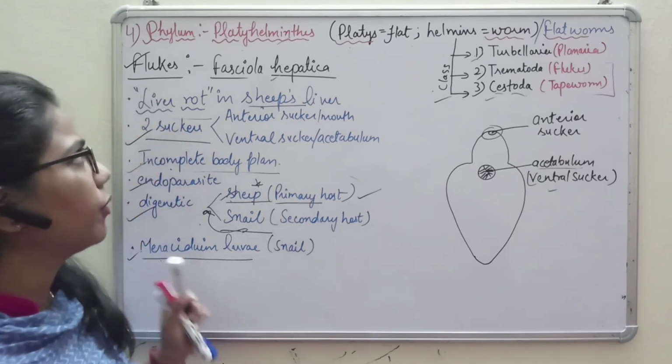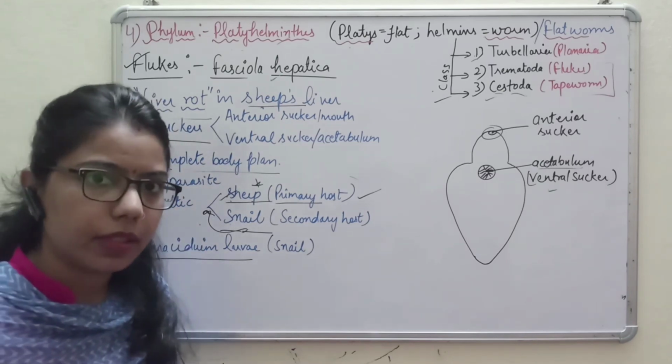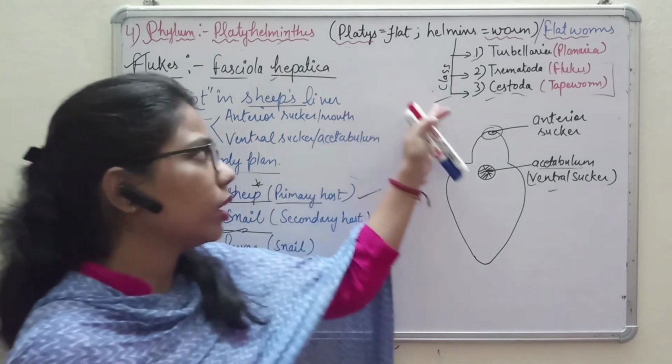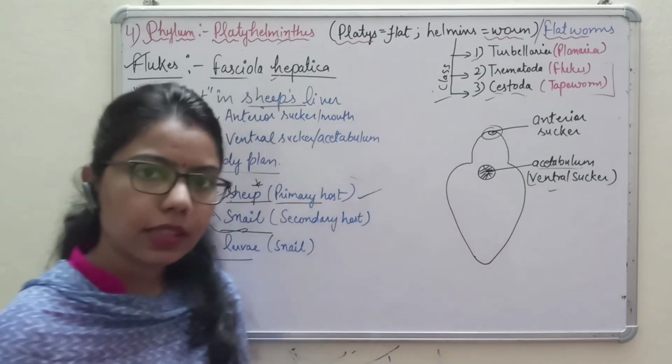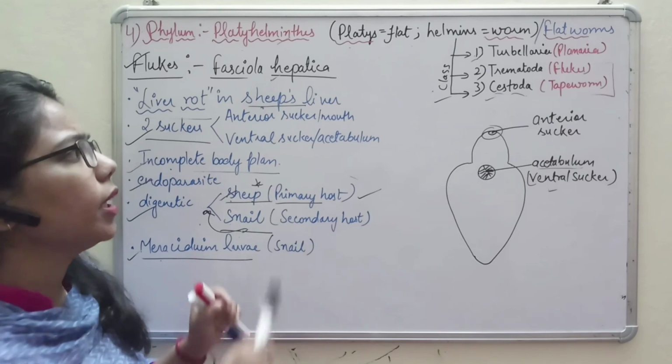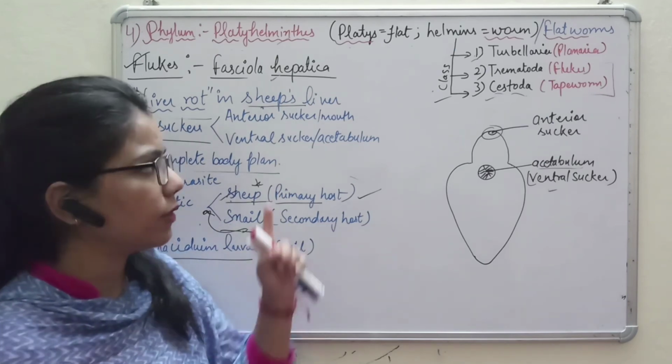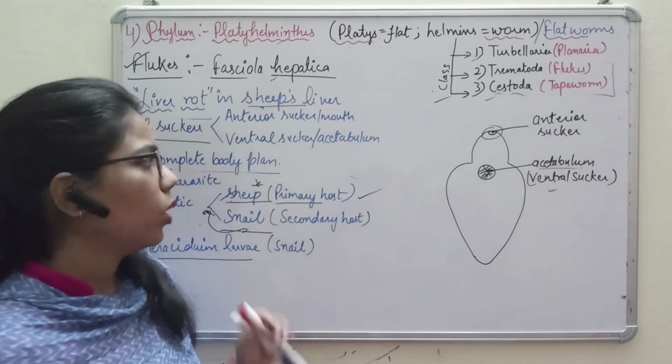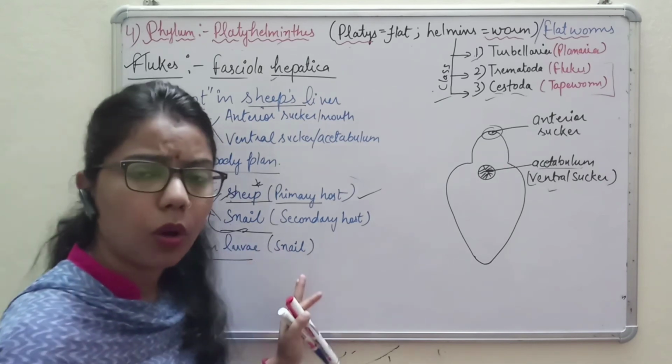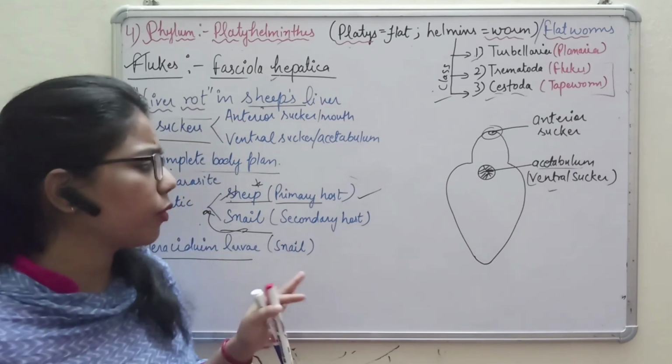So here we have done this phylum Platyhelminthes, in which we have discussed the examples of all three classes here. Okay, and out of them Tapeworm is very important, as well as Planaria too. And revise all these things. So that much is for today.